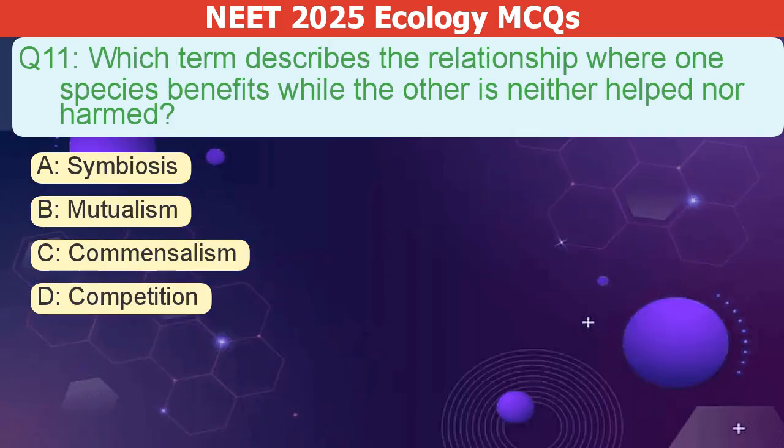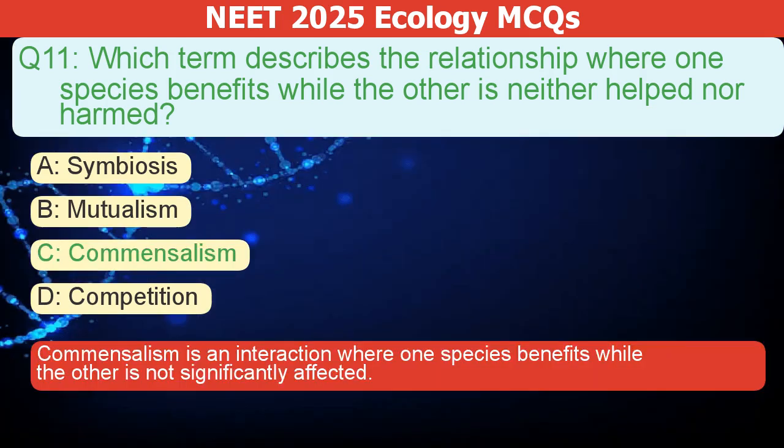Which term describes the relationship where one species benefits while the other is neither helped nor harmed? A. Symbiosis. B. Mutualism. C. Commensalism. D. Competition. The correct answer is C. Commensalism is an interaction where one species benefits while the other is not significantly affected.